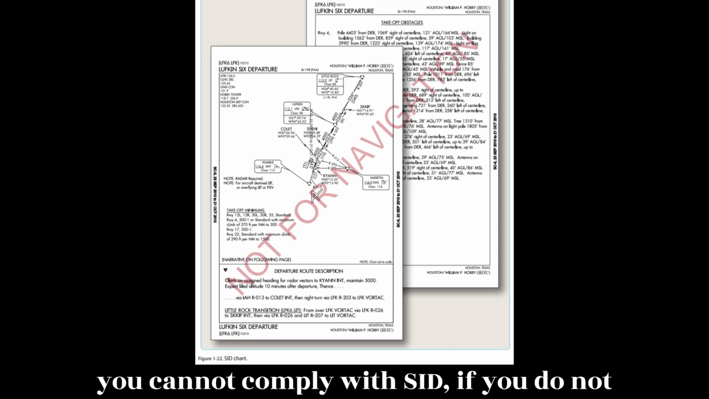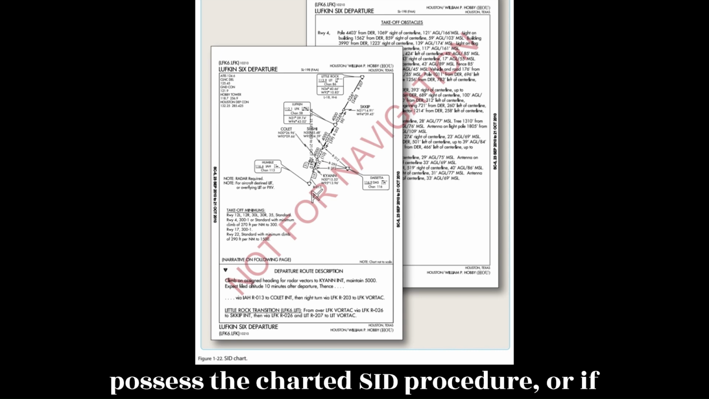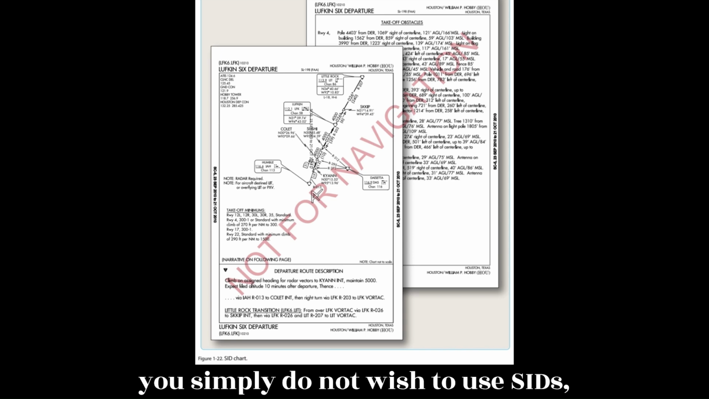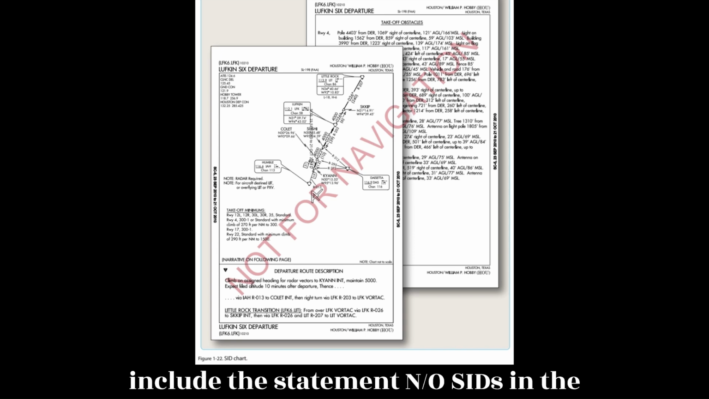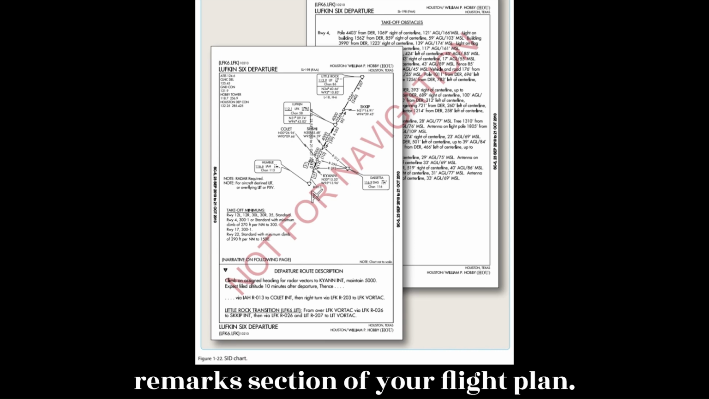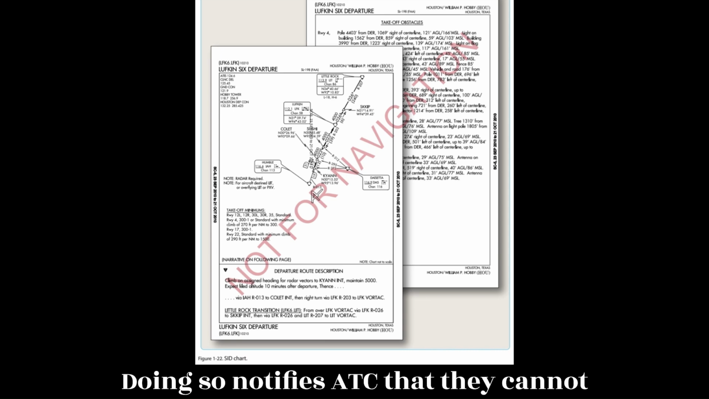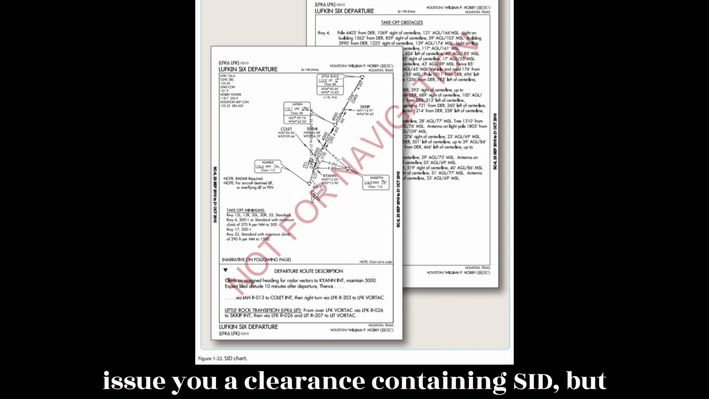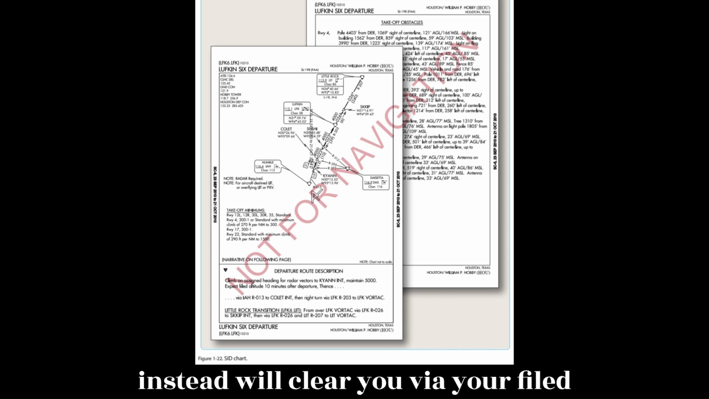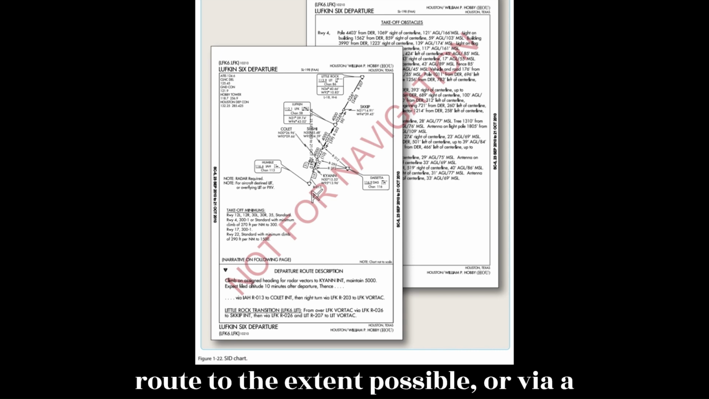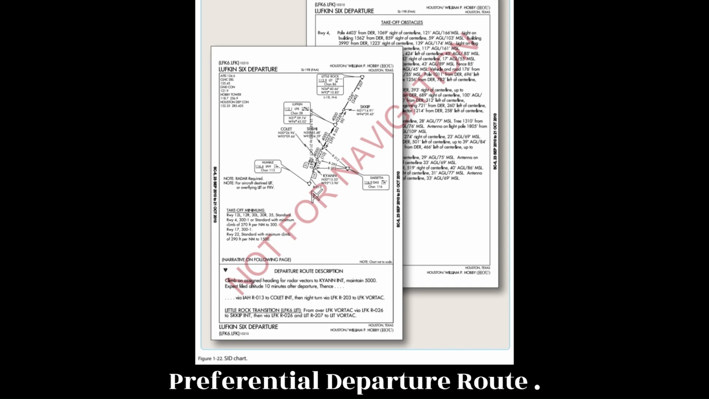If you cannot comply with SID, if you do not possess the charted SID procedure, or if you simply do not wish to use SIDs, include the statement "No SIDs" in the remarks section of your flight plan. Doing so notifies ATC that they cannot issue you a clearance containing SID, but instead will clear you via your filed route to the extent possible, or via a preferential departure route, PDR.